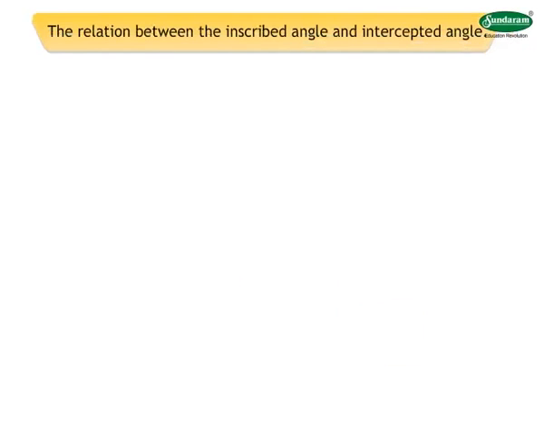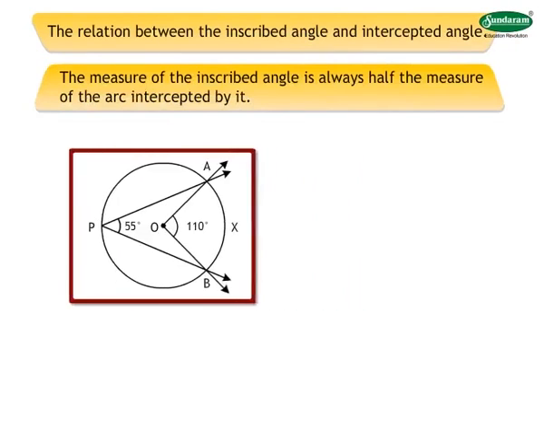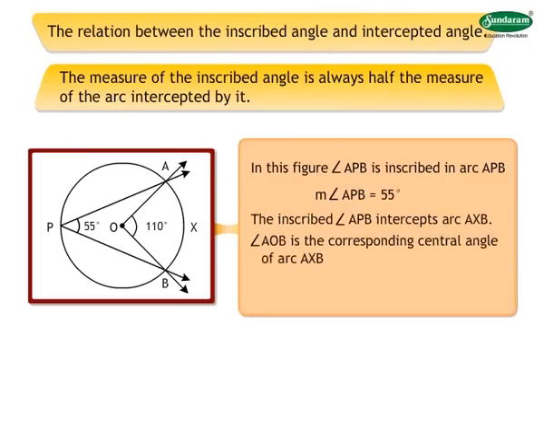Now we shall learn the relation between the inscribed angle and intercepted angle. Remember that the measure of the inscribed angle is always half the measure of the arc intercepted by it. Look at the figure. In this figure, angle APB is inscribed in arc APB. Measure of angle APB is equal to 55 degree. The inscribed angle APB intercepts arc AXB. Angle AOB is the corresponding central angle of arc AXB.